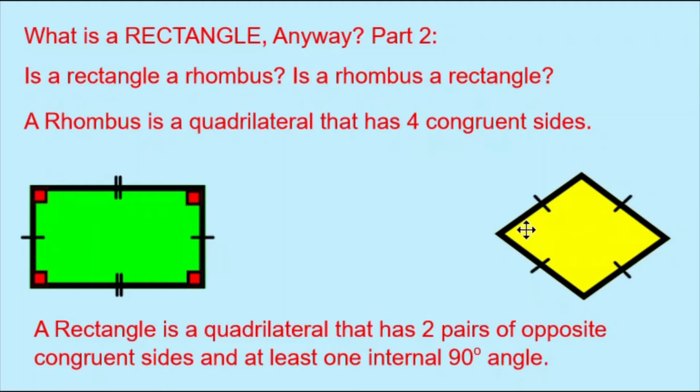But can a rhombus also be a rectangle? Yes, because a square is a rhombus, and a square does have internal 90-degree angles. So the answer to both questions is not necessarily. A rectangle can be a rhombus but does not have to be, and a rhombus can be a rectangle but does not have to be.